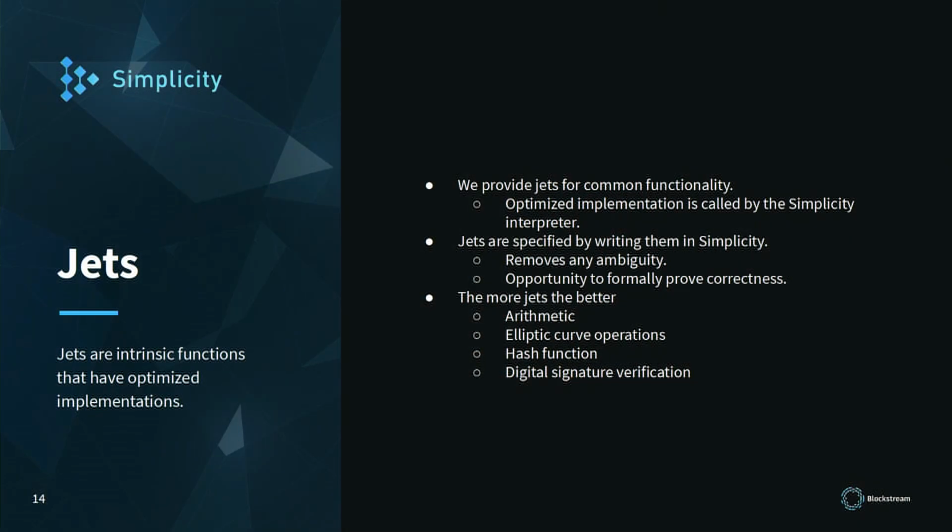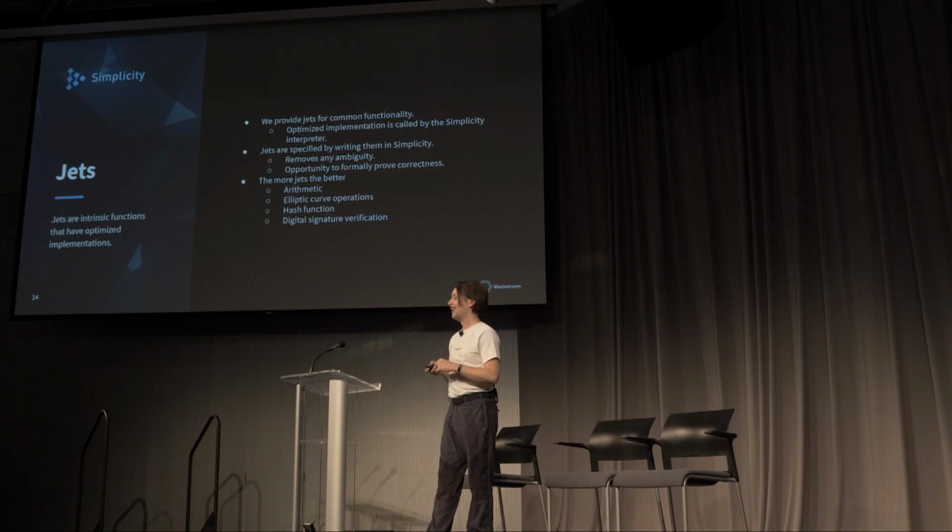Right. So jets are an important aspect of the design here. Without them, we would run into the problem that if we tried to interpret Schnorr signature verification just by interpreting simplicity, it would still be far too expensive. Even though it runs pretty fast, it runs in like a few minutes, right?